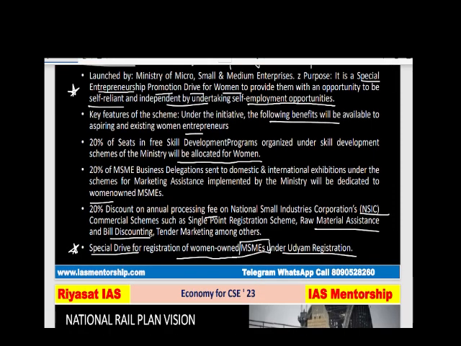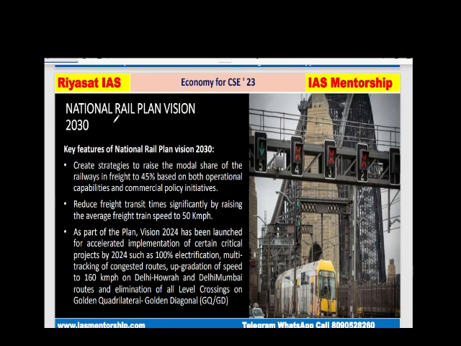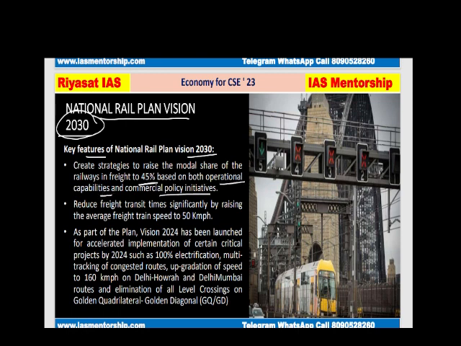Clear? So remember it. Next coming on is your National Rail Plan Vision of 2030. Basically, the vision has been set for how the railway will be looking in 2030, and that is focused here. Let us see what are the key features of National Rail Plan Vision 2030. Basically, this focuses on having a proper strategy to raise the modal share of railways in freight carrying goods to 45% based on both operational capabilities and commercial policy initiatives. Clear? So what is the aim here? Tell me.